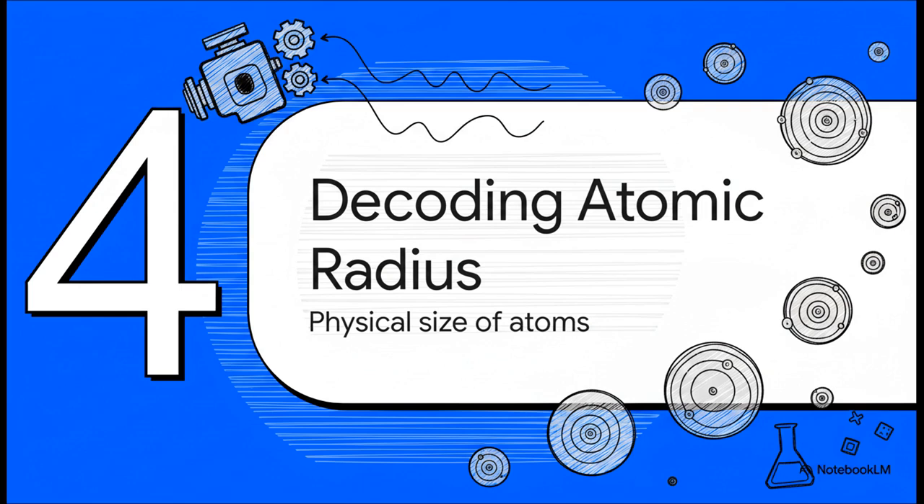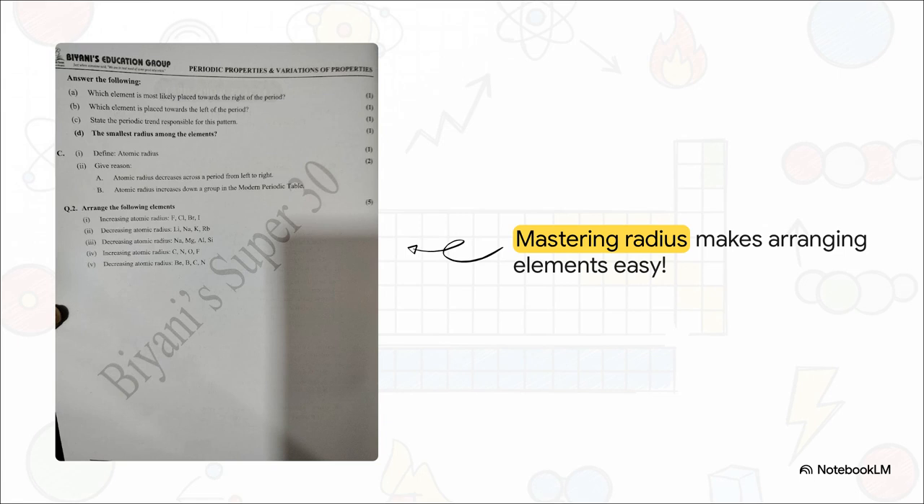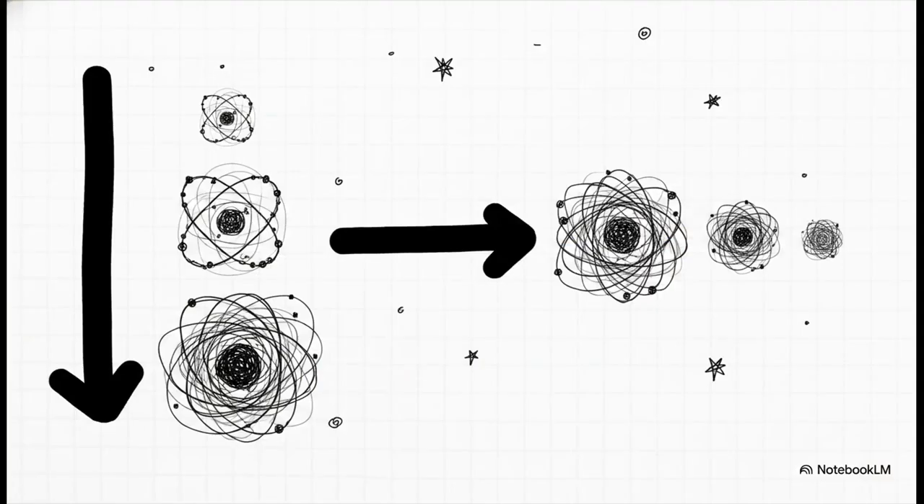We're going to apply our engine analogy right to the physical size of the atom. When you get hit with one of those tricky 5-mark exam questions asking you to arrange a random jumble of elements by their atomic radius, you don't need to panic. You don't need to guess. You can confidently solve it by just applying the exact analogy we just talked about. Just remember our simple rule.